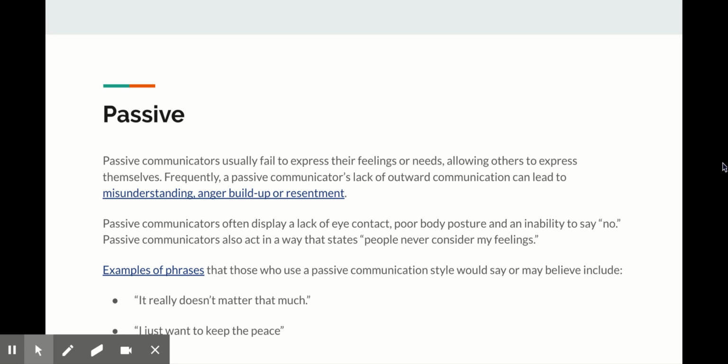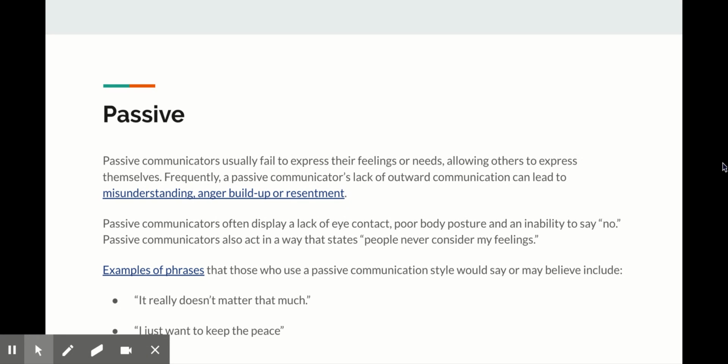So, people can categorize this as shy or more reserved or laid back, but the correct term would be passive. Okay, so passive communicators often display a lack of eye contact, poor body posture, and inability to say no. They also act in a way that states people never consider my feelings. All right, so again, maybe they might be passive because of lack of self-esteem or whatnot.